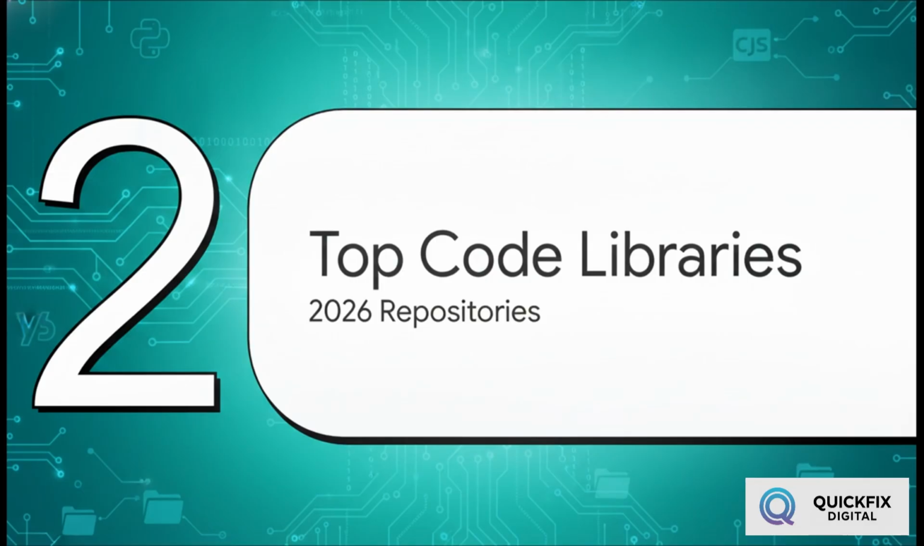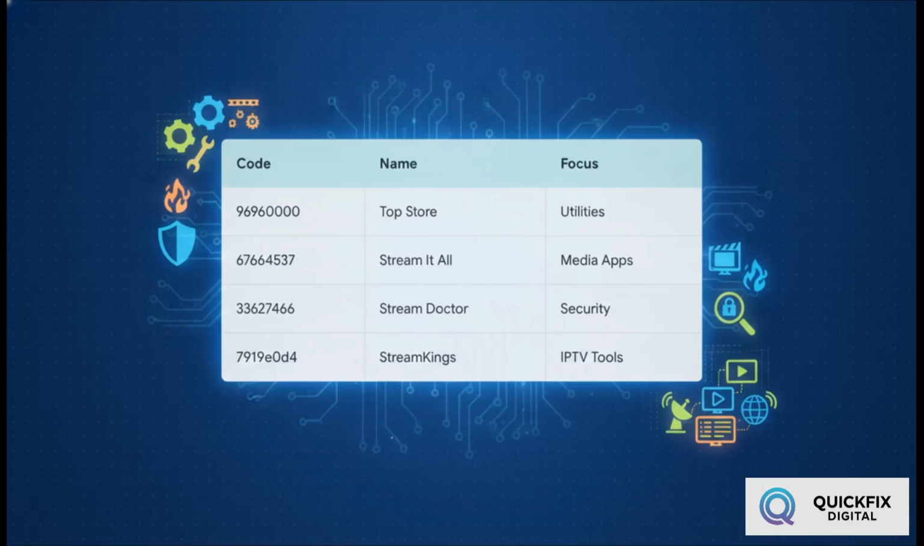Moving on to Section 2, Top Code Libraries, and how we categorize these repositories. Now, there's a massive variety of tools tucked away inside these libraries. It's kind of like walking into different specialty stores. For example, code 969-60000, also known as Top Store, focuses heavily on system tools and utility apps, really great for your routine maintenance.